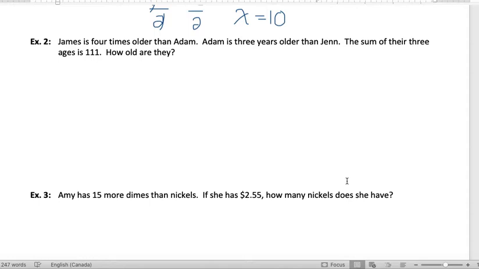Let's move to example 2. James is 4 times older than Adam. Adam is 3 years older than Jen. The sum of their 3 ages is 111. How old are they? So here we need to define our variables.